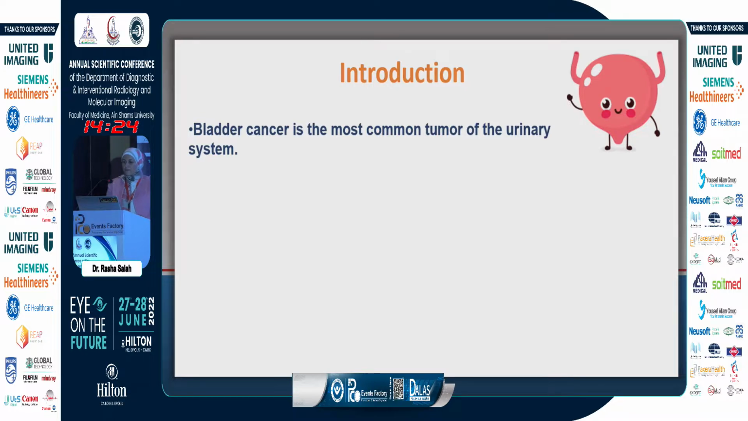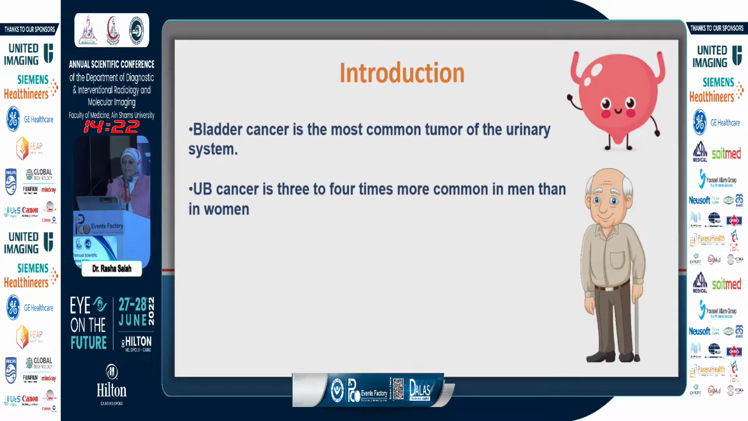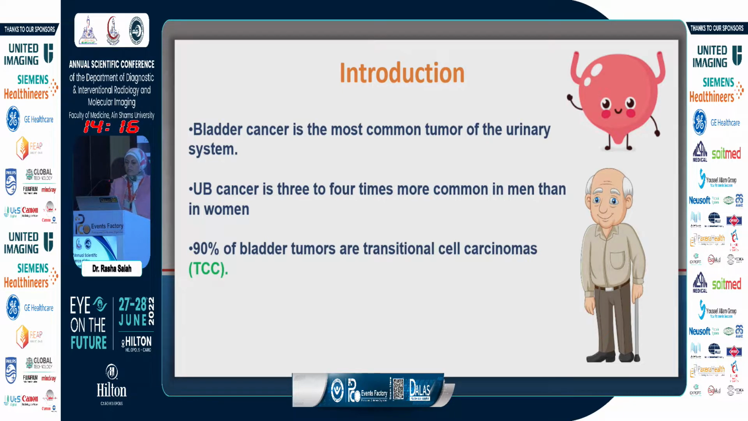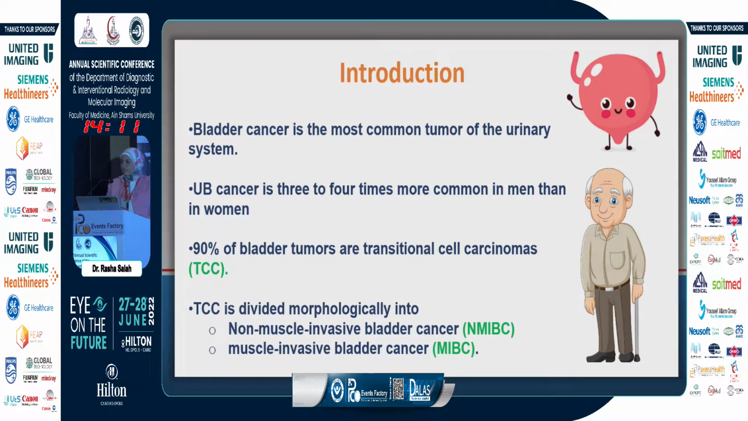Bladder cancer is the most common tumor of the urinary system, and it is 3 to 4 times more common in men compared to women. 90% of bladder tumors are TCC, and the TCC morphologically are divided into non-muscle invasive bladder cancer and muscle invasive bladder cancer. And this is the cornerstone for management of the patient: to identify muscle invasion from non-muscle invasive disease.